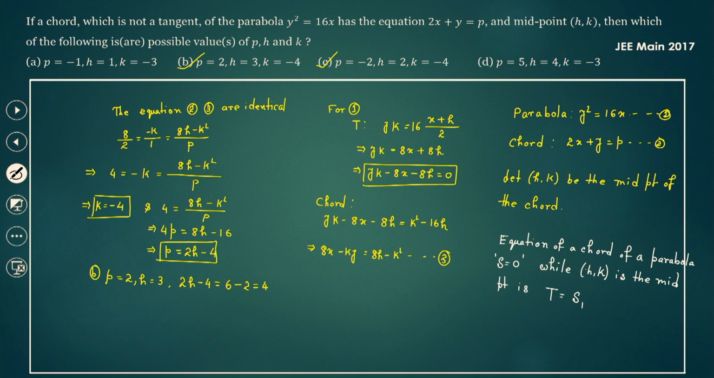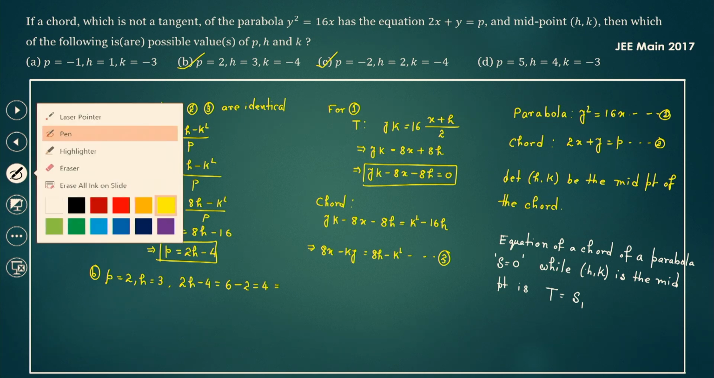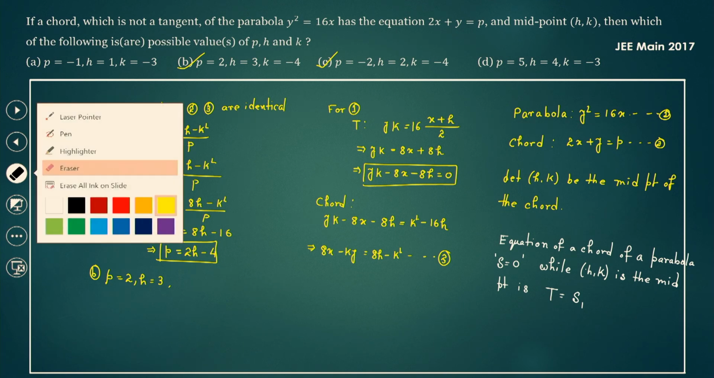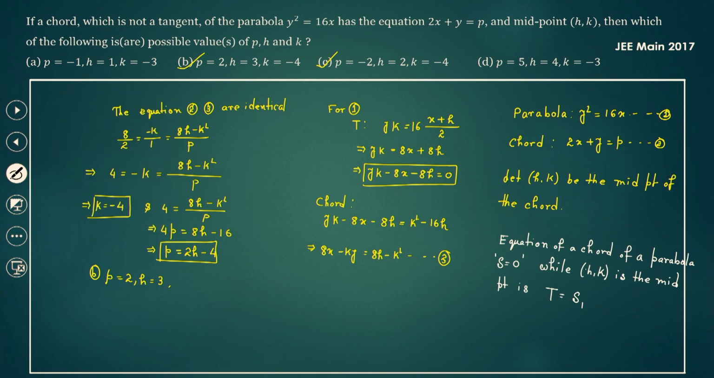So therefore it's done. For p equal to 2, h equal to 3 and k equal to minus 4, I just substitute the values. Just a second, I made a little calculation mistake, so I have to substitute that. 2h minus 4 is equal to 2 multiplied by 3 minus 4, that gives you 2, that's equal to p. So therefore option B is the right choice.